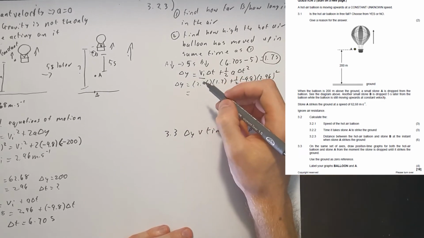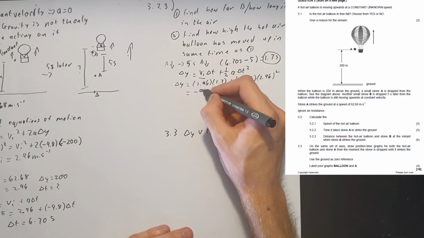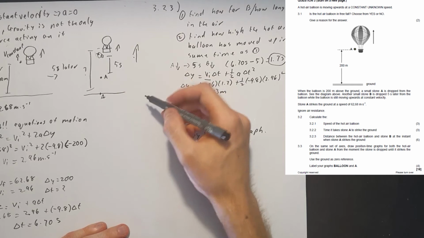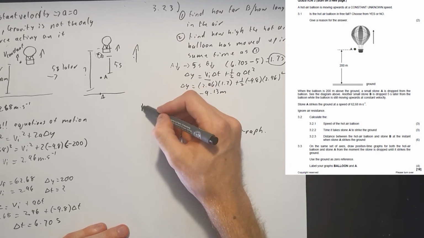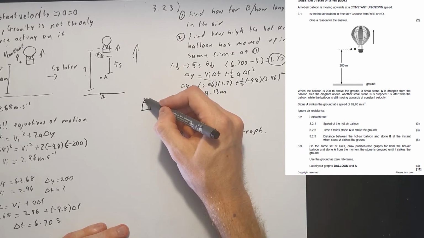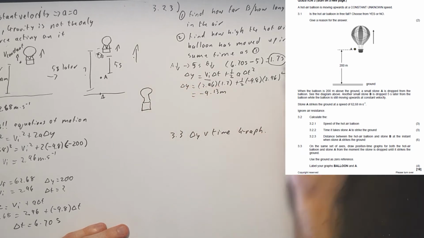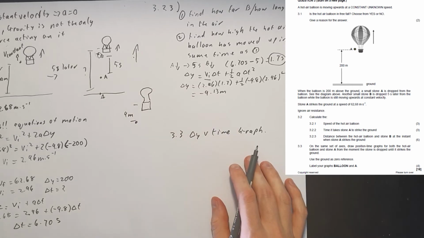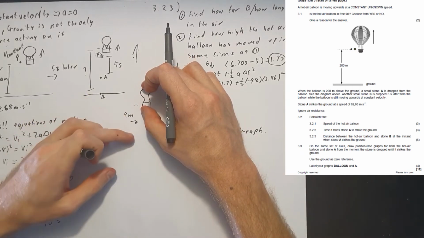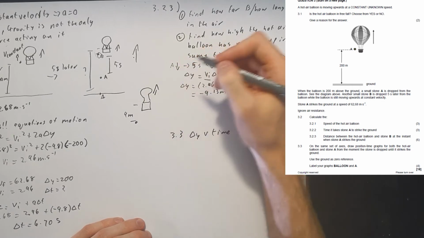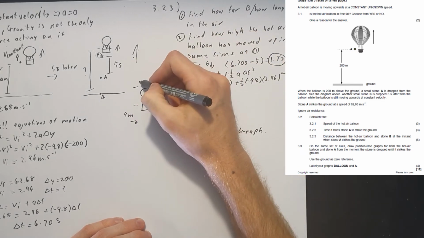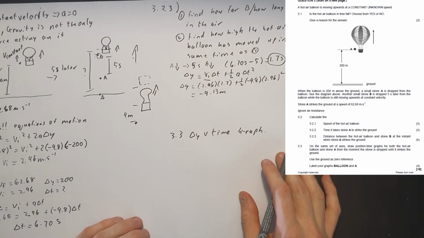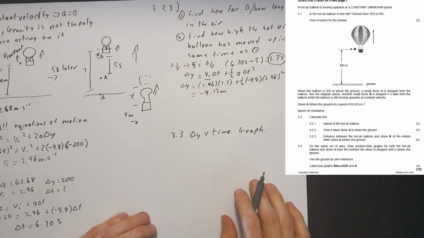If you plug that into your calculator, you're going to get a distance of negative 9.13 meters. So that's how far the stone is from the hot air balloon after 1.7 seconds. So that there is 9 meters. That's if the balloon was stationary, but remember this thing's moving up, so I need to add that additional height. So let's say the balloon's now here after that 1.7 seconds, so I need to find this additional height as well.